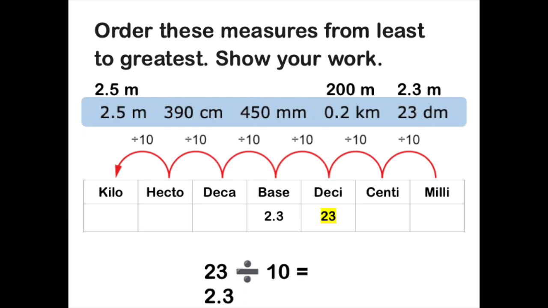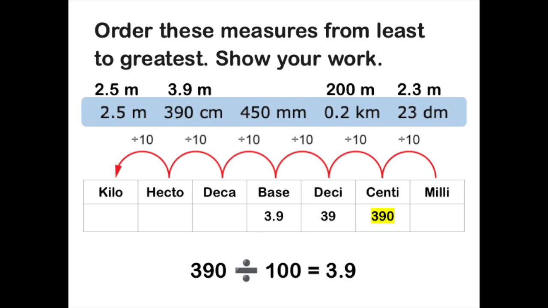Next, I'm going to convert 23 decimeters to meters. Because I'm moving to the left and I'm only moving one step, I'm going to divide by 10. I simply move the decimal point one space to the left. Therefore, 23 decimeters is equal to 2.3 meters.